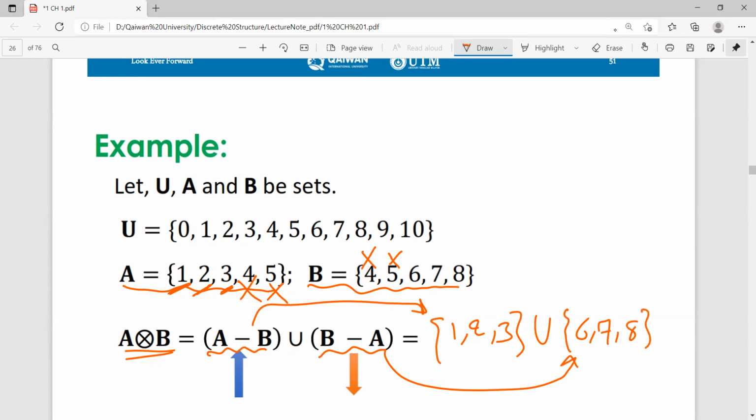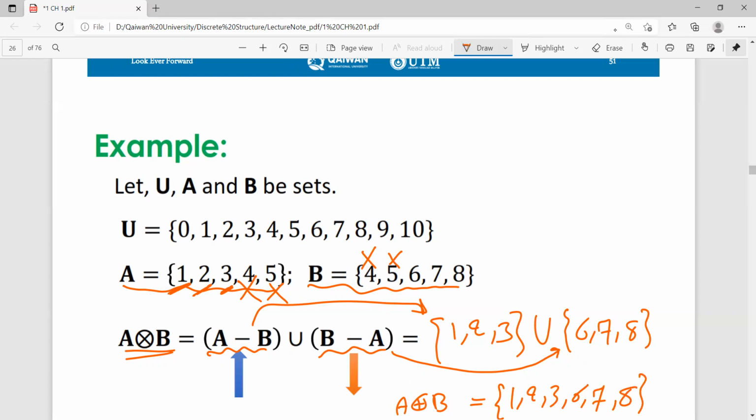The union of these two sets is, so A symmetric difference B equals the union of these two sets. And we talked about union before. We said the union of two sets is the set of all elements of both sets without repeating elements. Here we have 1, 2, 3, 6, 7, and 8. This is A symmetric difference B.